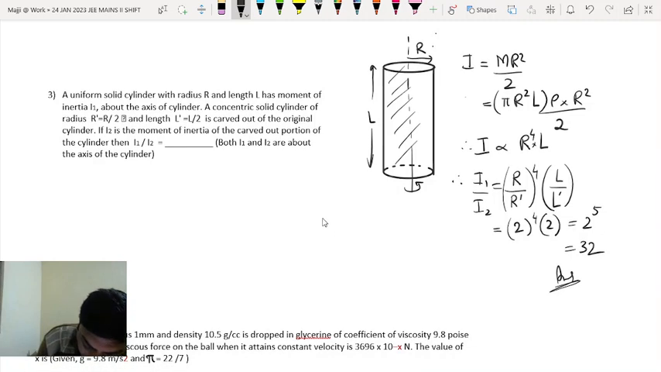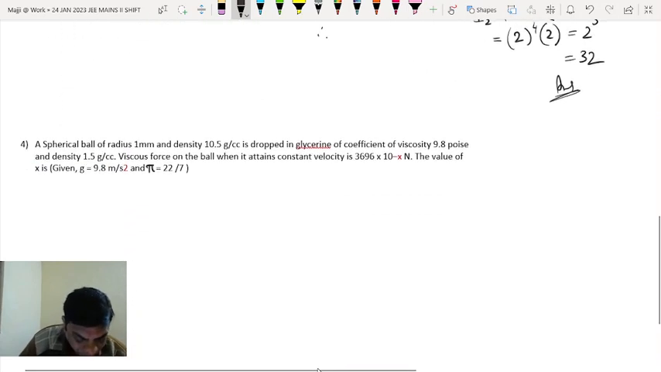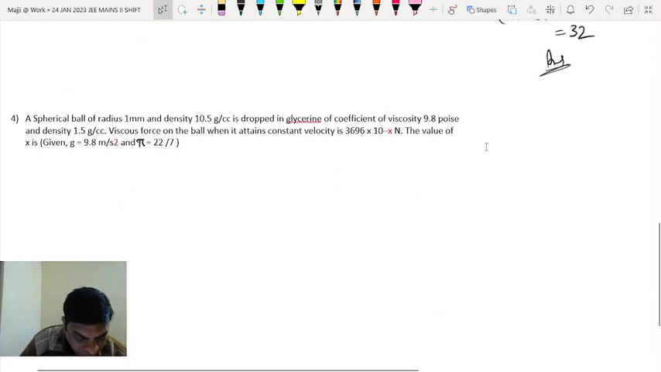Now here you see I have substituted r dash as r by 2, so 2 will go up. Here L dash I have substituted as L by 2. L gets cancelled, 2 goes up. So this we get. Then the fourth question.